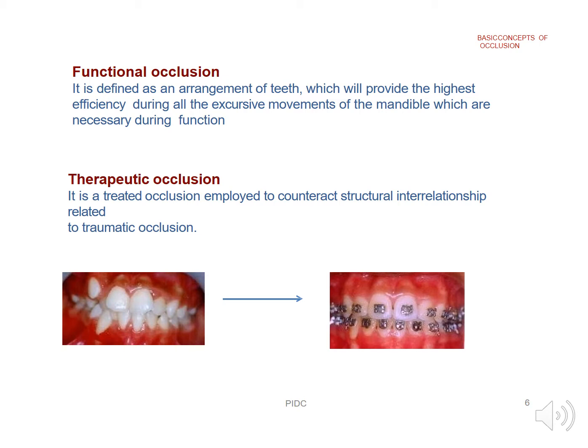And then the next one is a therapeutic occlusion. It is a treated occlusion employed to counteract structural interrelationship related to traumatic occlusion. Now we can see that the first photo shows there is crowding on the upper and lower arch. When we put on the braces and then we may do some extraction, the teeth are all aligned. This is what we call therapeutic occlusion, the teeth that have been treated by braces.